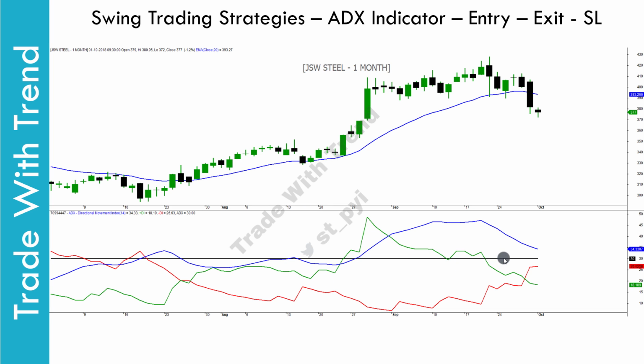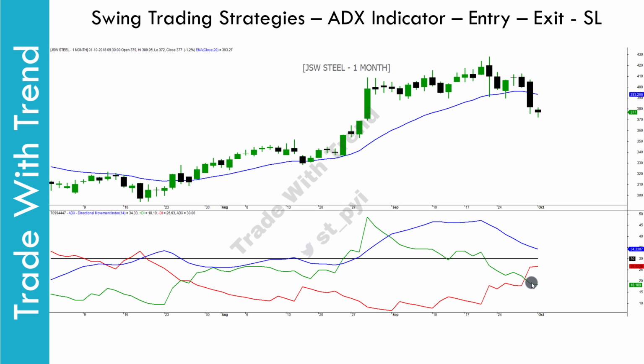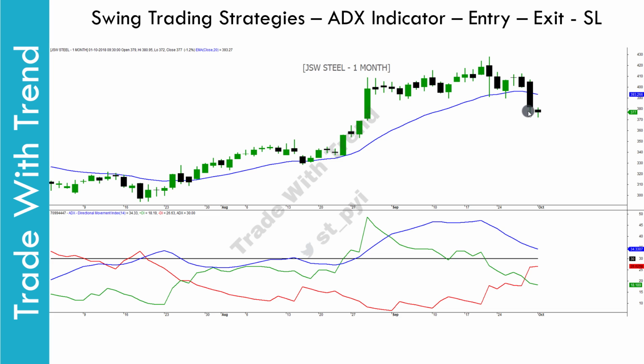So ADX for this particular stock is above 30. This signifies trend strength is strong. Also note negative DMI here, that is in red, is clearly above the positive DMI, and therefore the trend is strong on the downside. I hope this categorization of ADX, negative DMI and positive DMI is now clear to you. You also need to see that price is below the 20 exponential moving average, and the candle which took price below the 20 exponential moving average is a wide range candle with a fairly negative closing for the day.